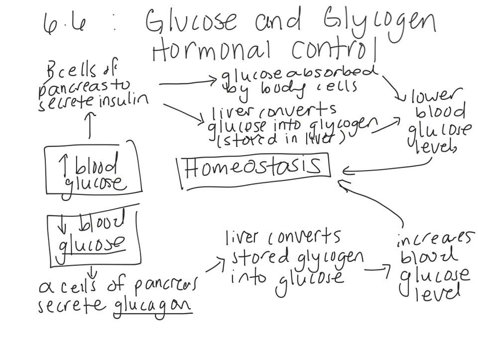Okay, so here we've got two different hormones being secreted. Glucagon when you have low blood glucose levels, and that triggers glycogen turning into glucose. So breaking down that large glycogen molecule, which is going to increase your blood glucose level. On the other hand, when we have high blood glucose levels, the beta cells in the pancreas are going to secrete insulin. That causes glucose absorption, and it also causes glucose to be turned into glycogen in the liver, therefore being removed from the bloodstream and lowering our blood glucose level.